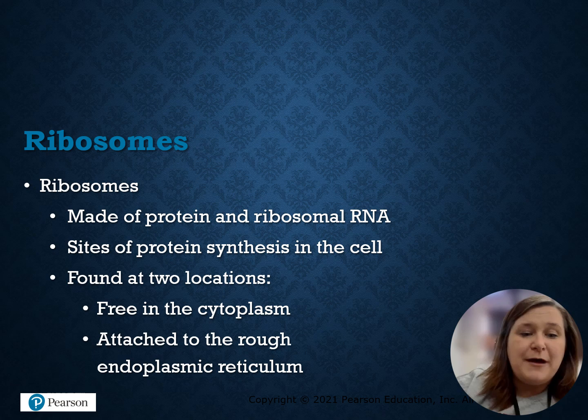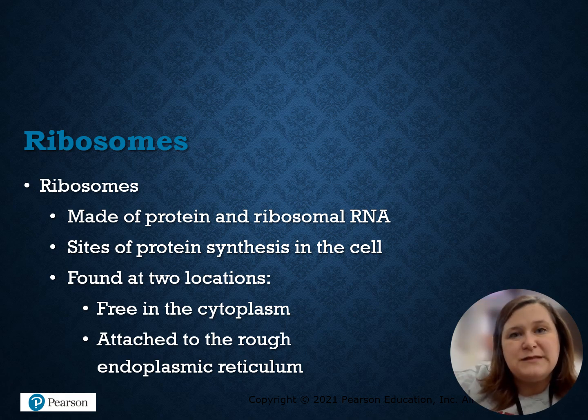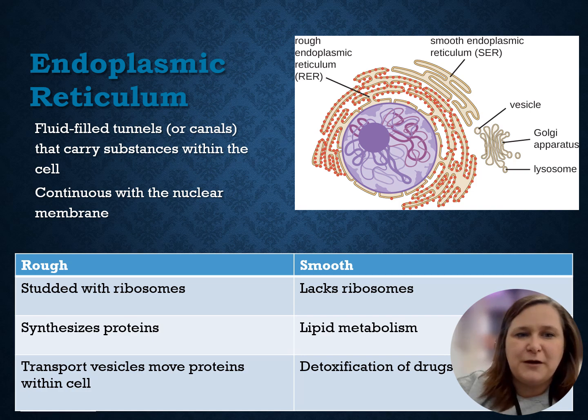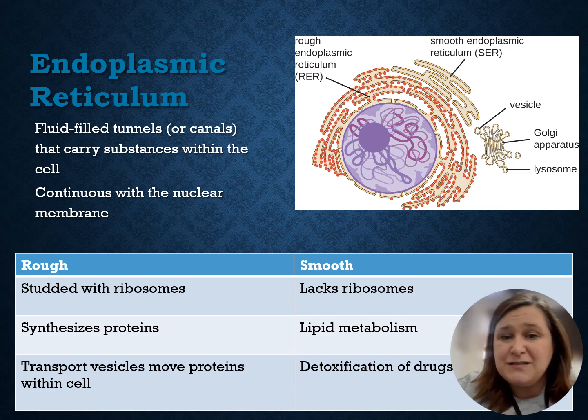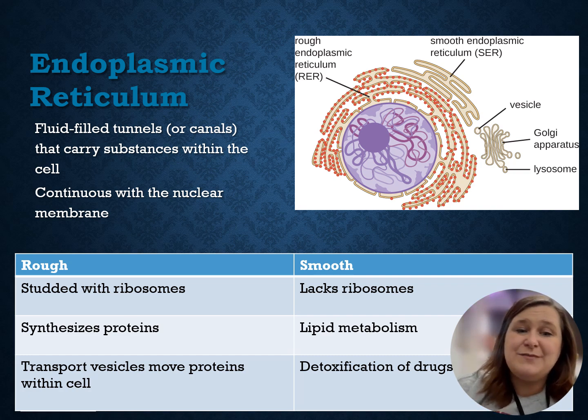We will have a smooth and a rough endoplasmic reticulum. When we talk about the rough endoplasmic reticulum, it is rough because the outside of it is dotted with these ribosomes to almost make it look like sandpaper. So that is why it is called rough. So the endoplasmic reticulum is going to be fluid-filled tunnels, kind of like stacks and stacks of little canals that are going to carry substances within the cell. It is going to be continuous with the nuclear membrane, and what that means is that it is just going to hug all the way around the outside of that nucleus.